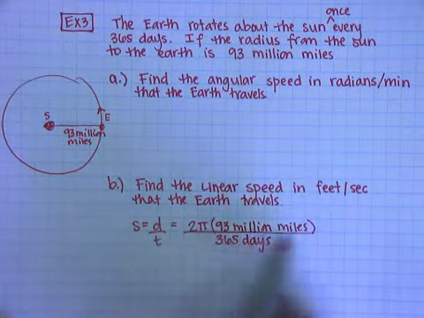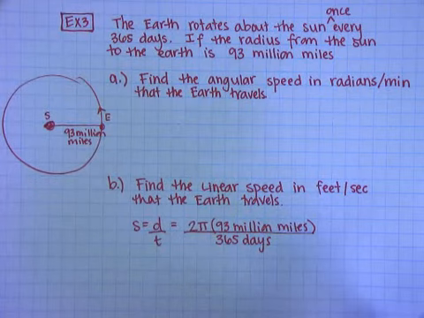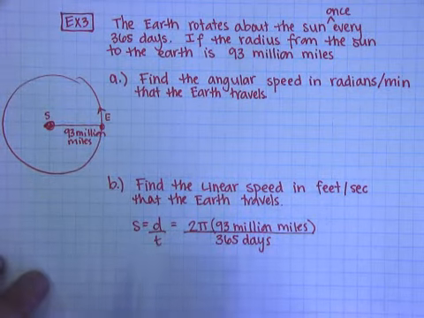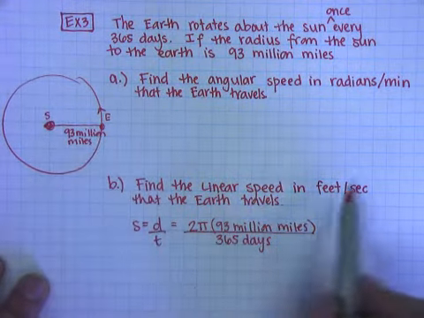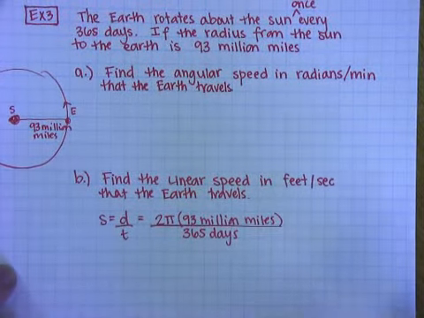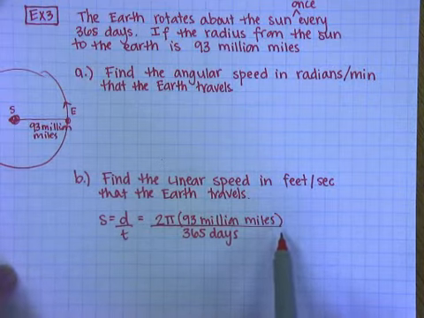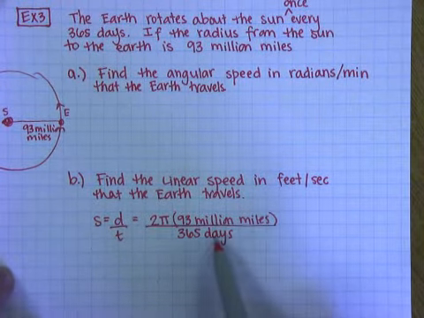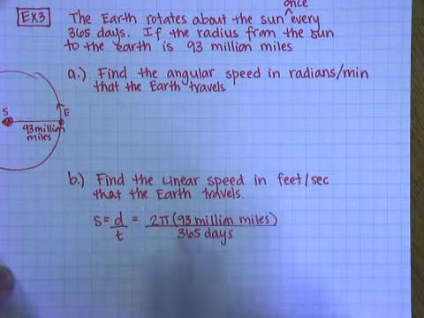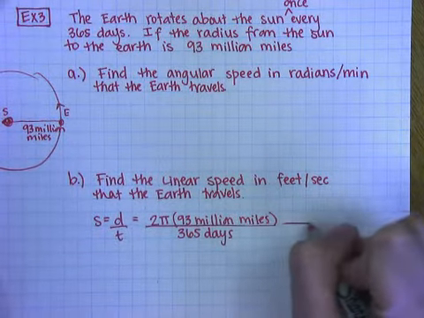So right now we've got the total distance the Earth is traveling over the total time it takes to do that. And you could have said 1 year or 365 days. It doesn't really matter. Okay. The only thing is, in the problem it said find the linear speed in feet per second. So here's where some of that unit conversion that you learned in advanced algebra or stoichiometry that you learned in chemistry comes into play. We need to get from miles per day to feet per second. To do that, I want to get rid of miles.